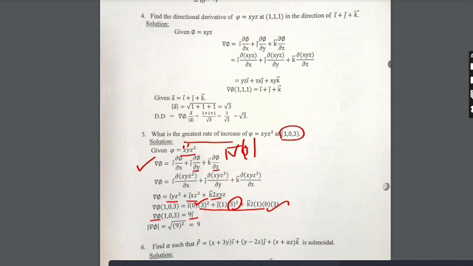We need to find the greatest rate of increase, which means we need to find modulus del phi. So the square root of 9 squared, the square and square root cancel each other. So my answer is 9. Next question.